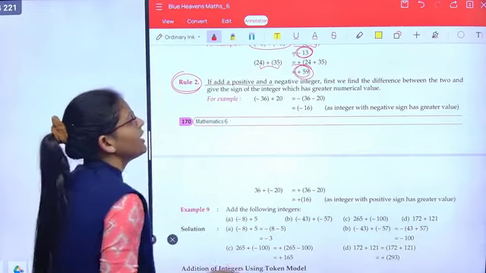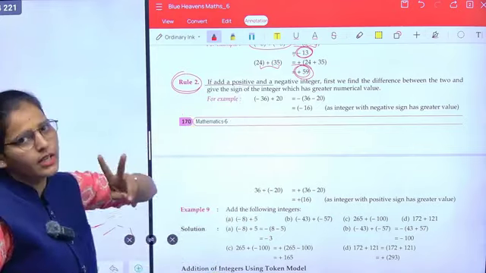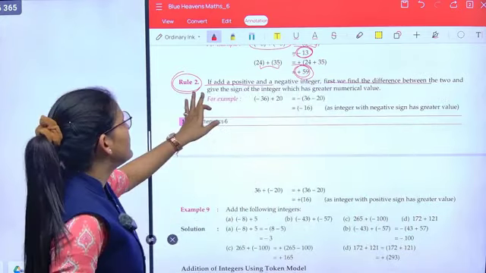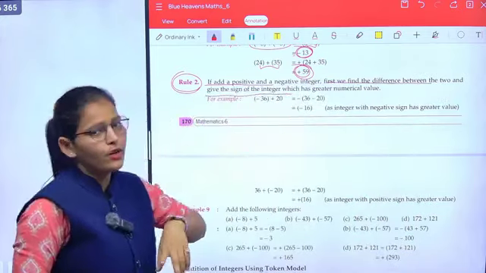If we add a positive and a negative integer, class, एक तो पॉजिटिव और दूसरा नेगेटिव. First we find the difference between the two and give the sign of the integer which has greater numerical value.